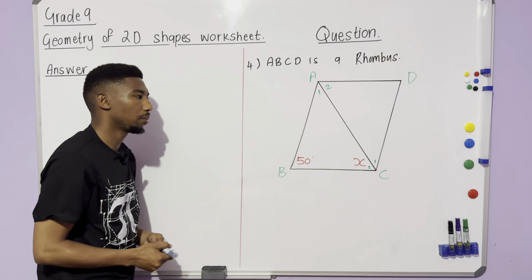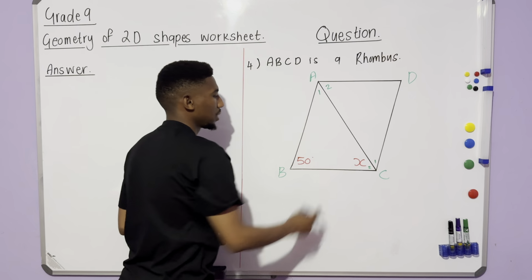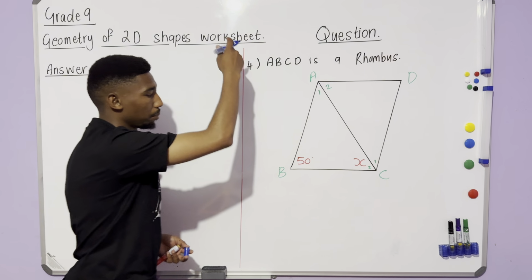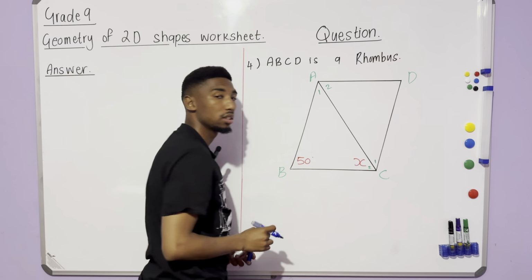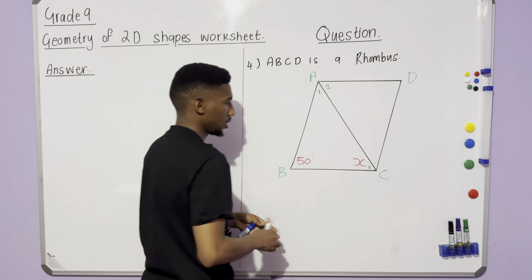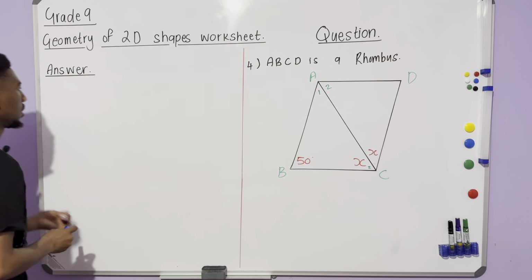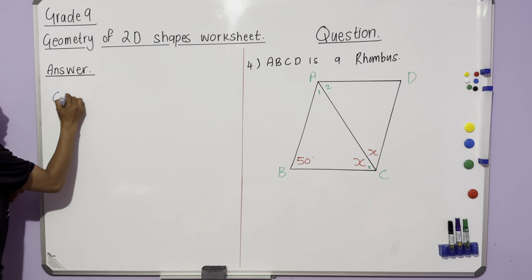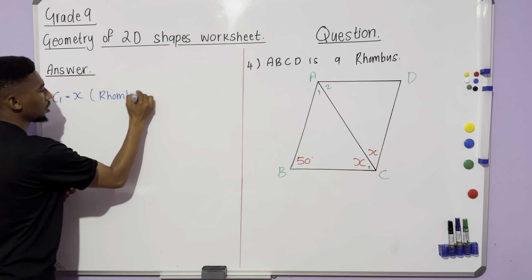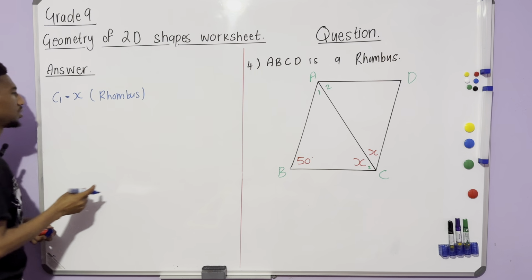Now, there's something that we need to know about the rhombus: the diagonals of the rhombus bisect the angles. So this angle over there, since it is bisected, would equal x. We can say that C1 is equal to x, and we can write the reason as rhombus properties, or rhombus diagonal.